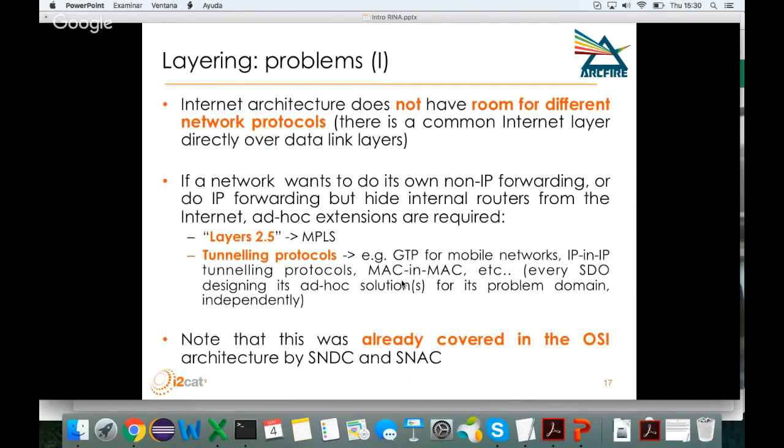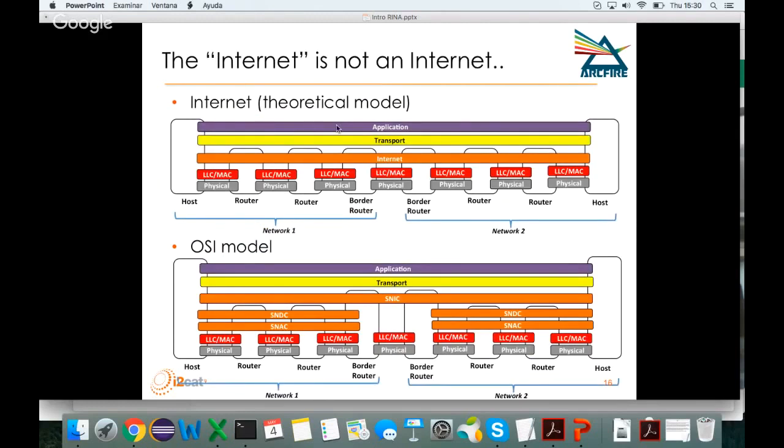So the OSI model was an internet model, but the internet architecture we have today is not really an internet. It's a concatenation of networks with the same routing scheme.